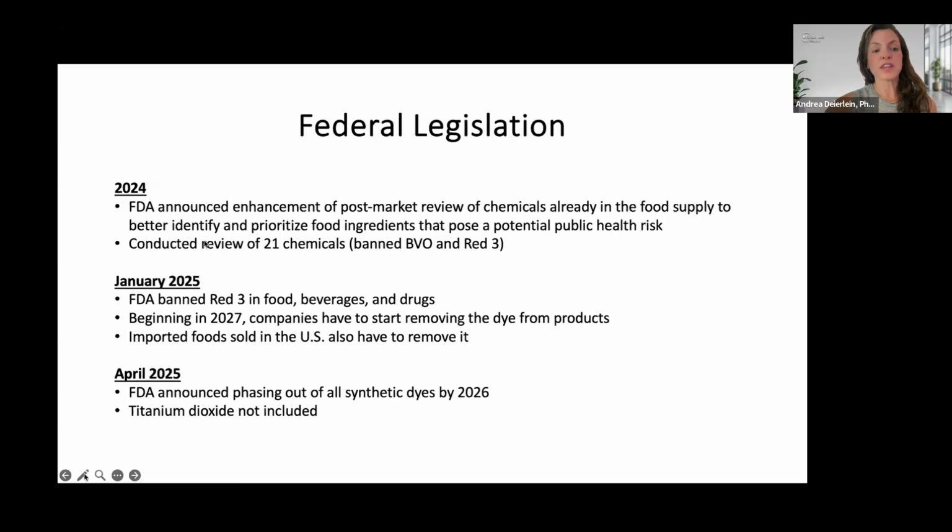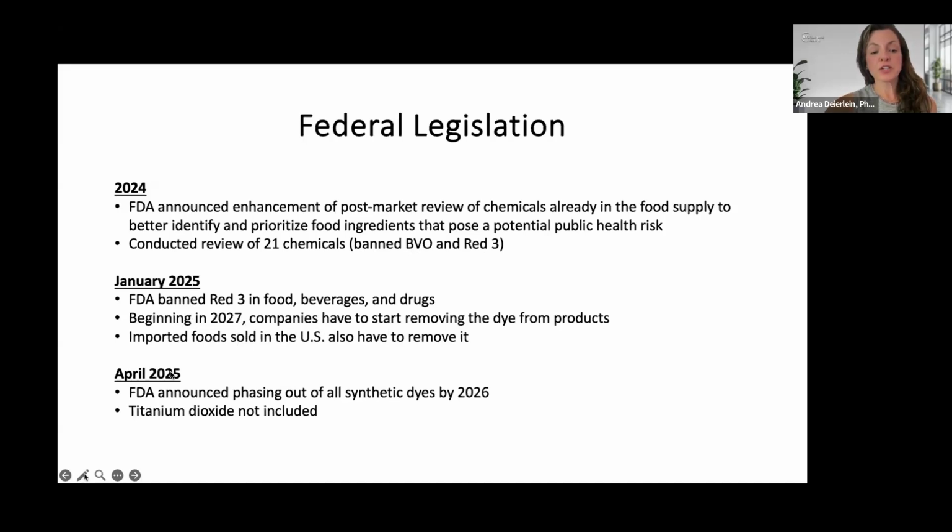So in 2024, they conducted a review of 21 chemicals. I believe only 4 of these chemicals were actually food additives. But from this review, they ended up banning that brominated vegetable oil, which I mentioned, as well as Red 3. Then in January 2025, the FDA announced banning Red 3 from foods, beverages, and drugs. And then beginning in 2027, companies have to start removing the dyes from products, as well as any sort of imported food that's sold in the US.